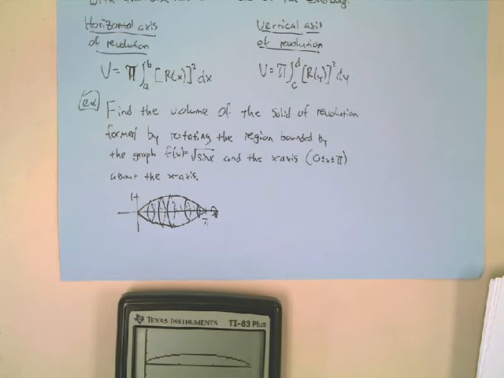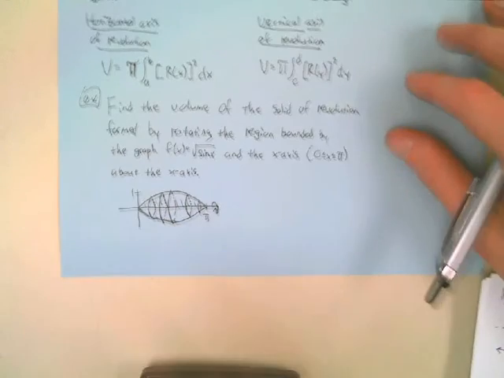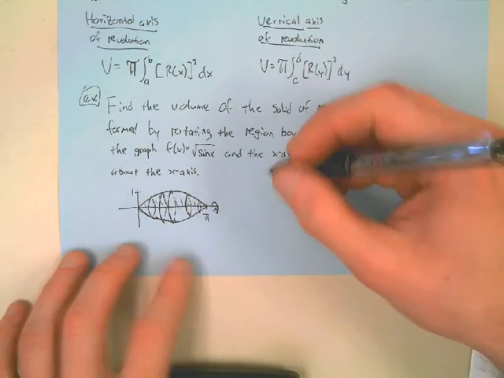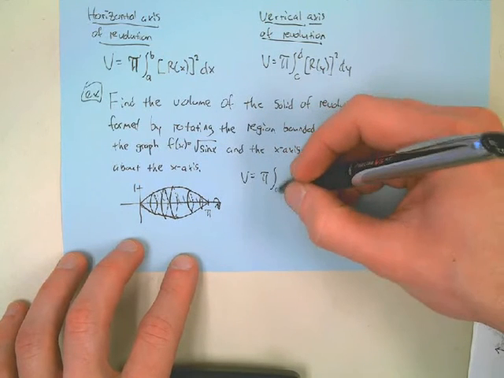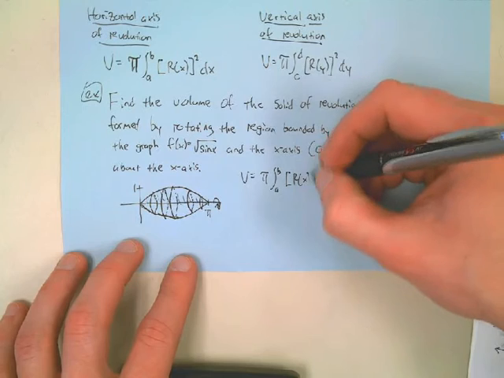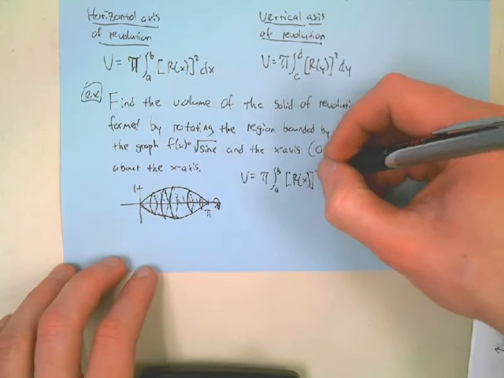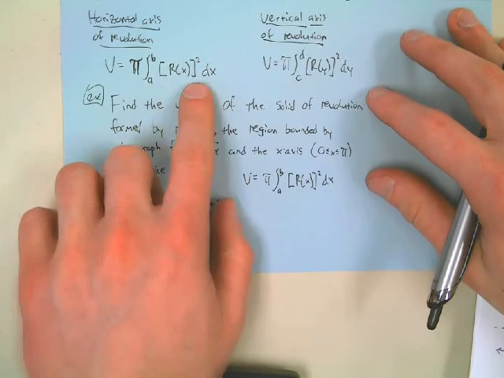So, back to this, though. We want to find the volume of this. So volume is equal to pi times the integral from A to B of the radius of our solid, I should say, squared, with respect to x, right? We use respect to x because we have a horizontal axis of revolution. The x-axis is our axis of revolution, and so horizontal axis.